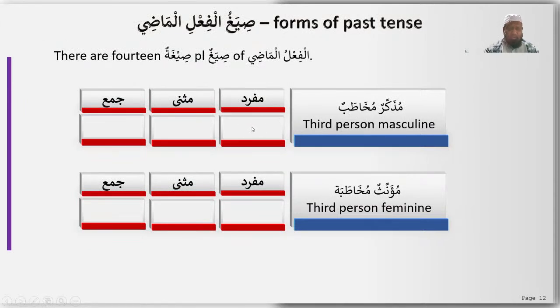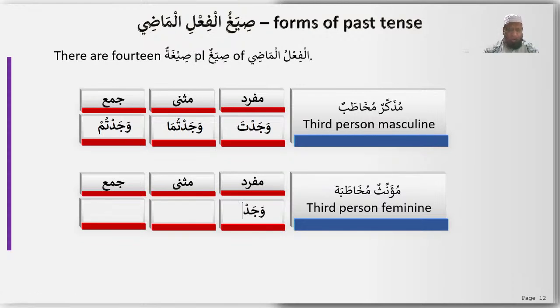Then 6 for مخاطب, we need to add تاء الفاعل. So وجدت, this ta is for مفرد مذكر مخاطب. Then وجدتما, this is the تاء الفاعل, and this is for the مثنى. وجدتم, this is for the جمع مذكر مخاطب.